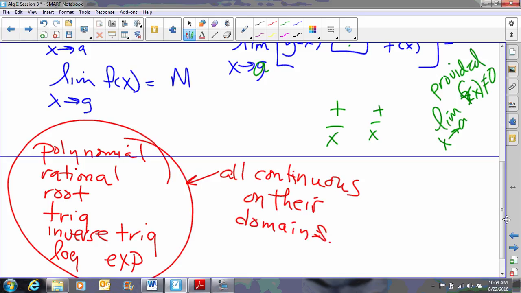In other words, if you have a rational function, you know that any value that makes the denominator 0 is not in the domain, so it's not continuous there. But if the input value is in the domain, then those functions are continuous on those domains.